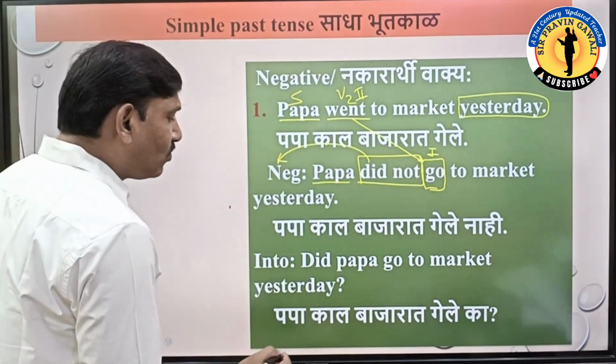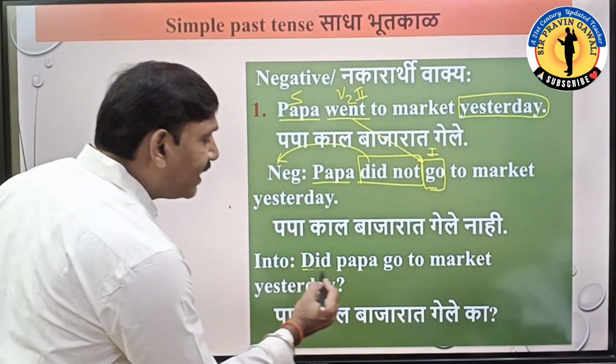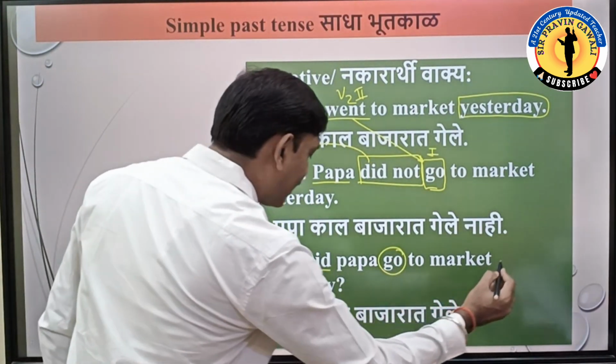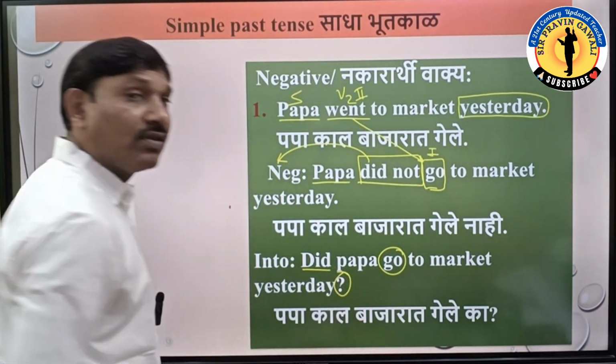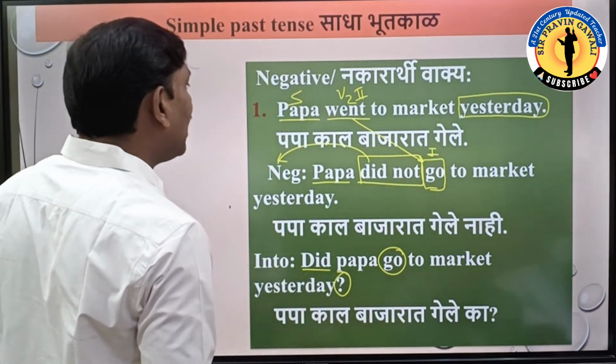Now how to make it interrogative, students? We just have to invert it, and we can make it negative. For example, did Papa go to the market yesterday? And at the end, we have to put the question mark. Don't forget, students. Okay, have you understood this? Very good. Now, one more example I would like to show you here.